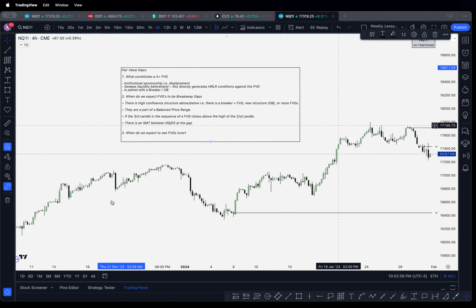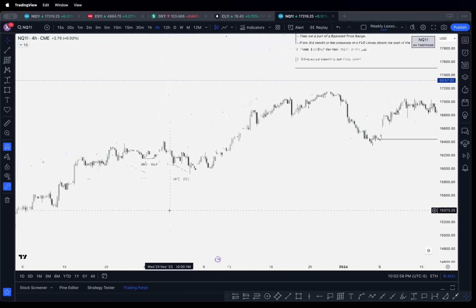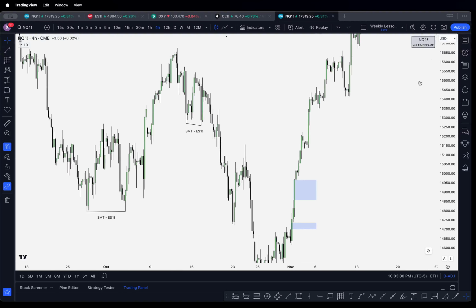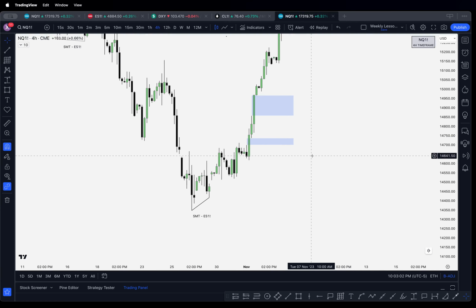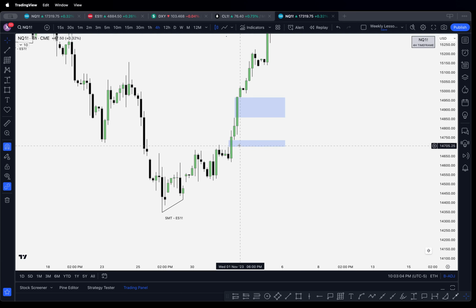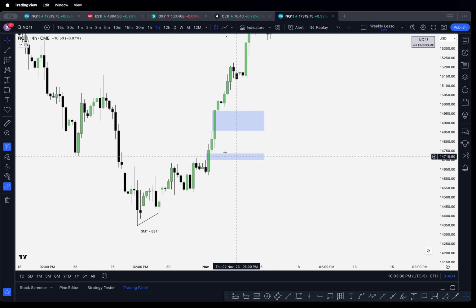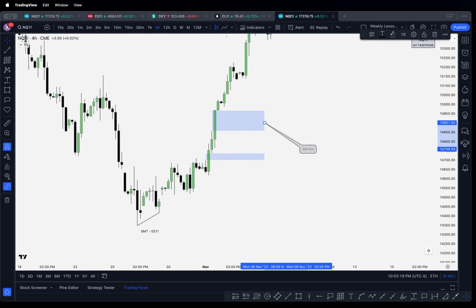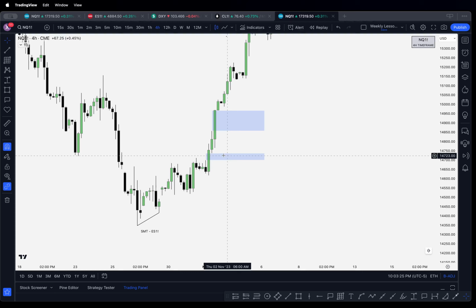Okay, so condition 1 is: is there higher structure? Let's look at the lower one. Is there higher time frame structure that forms? Yes, there is. Again, we can't anticipate that right away, right? We have to wait for structure to be put in. So now, once we see structure be put in, does condition 1 get met? Yes. This is condition 1 for the lower fair value gap.